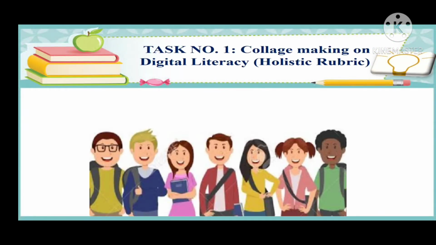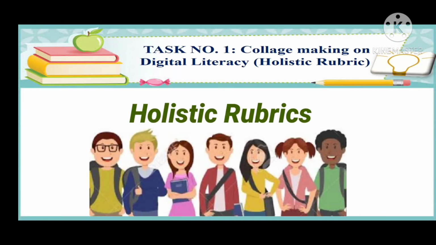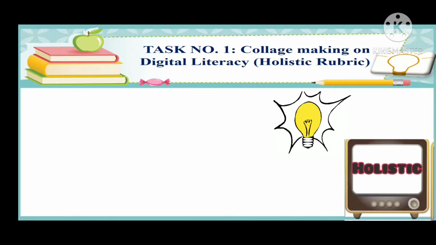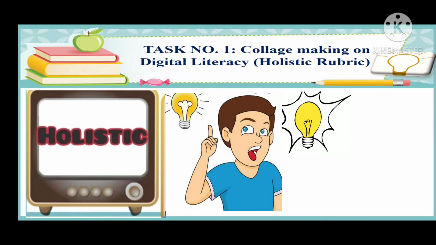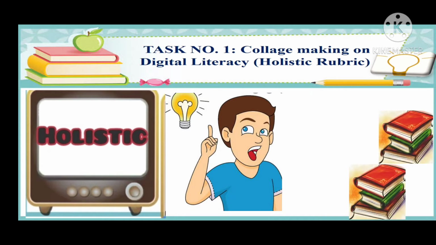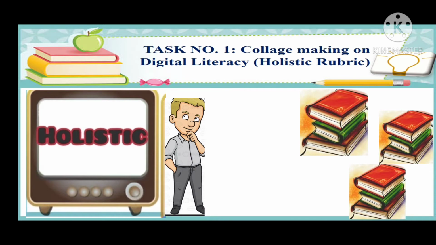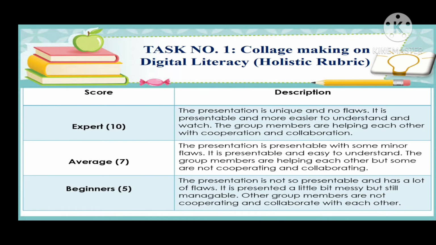Holistic rubric is a type of rubric that's easier to create but more difficult to use accurately. A teacher provides a series of numbers and assigns an expectation for each course. As you can see here in the image, task number 1, collage making and digital literacy, holistic rubric. The scoring is divided into 3: the expert, which is 10 points, the average, which is 7 points, and the beginners, which is 5 points, and the description itself differs depending on the performance of the learners.